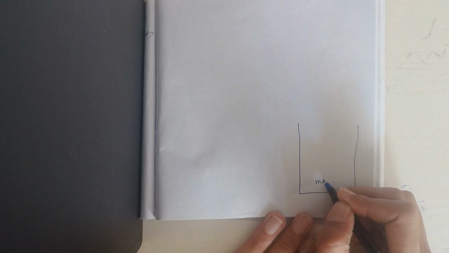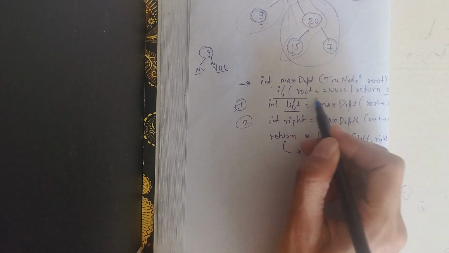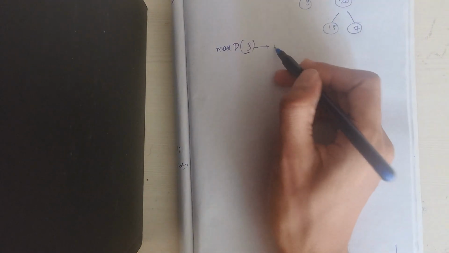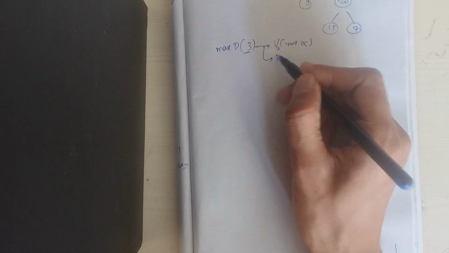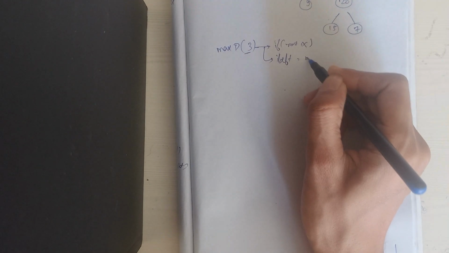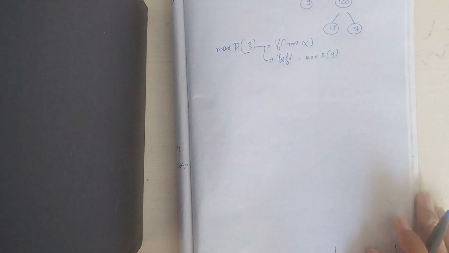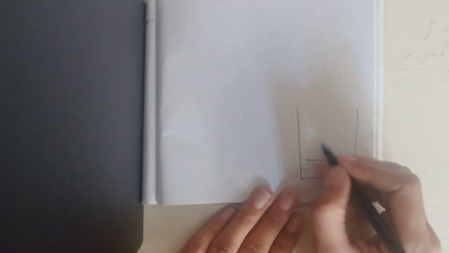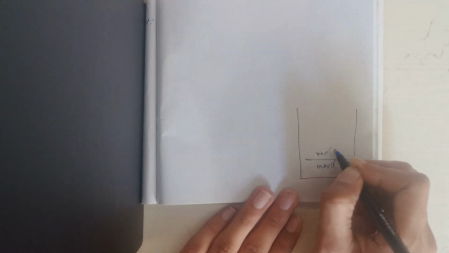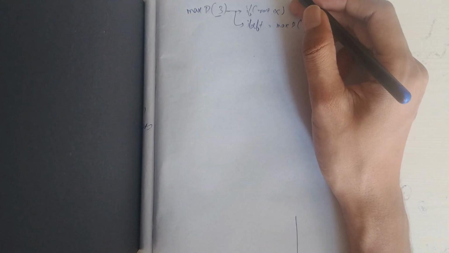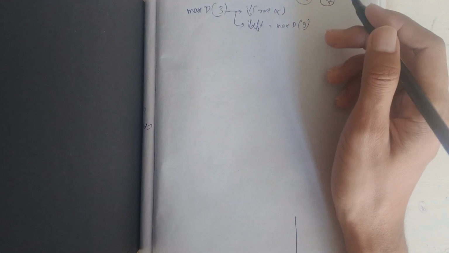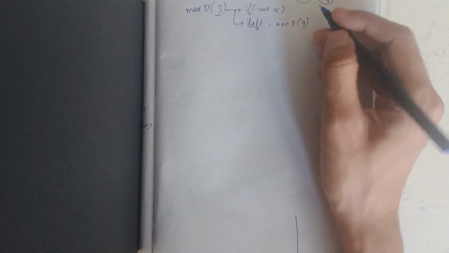So maxDepth of 3 is called. Now what are the steps? First, it will check if root is null. If root is null, no, so it will call left equals maxDepth of 9. So now maxDepth of 9 is called. 9 is not the root, but we are assuming it is a root, with root value 9, for simplicity.